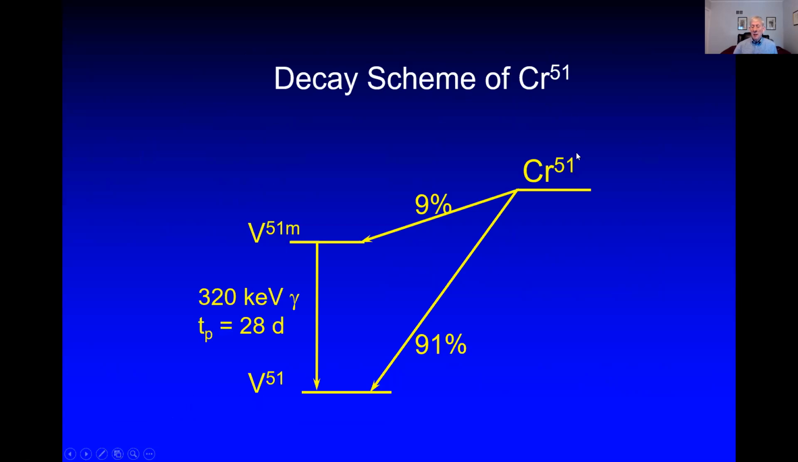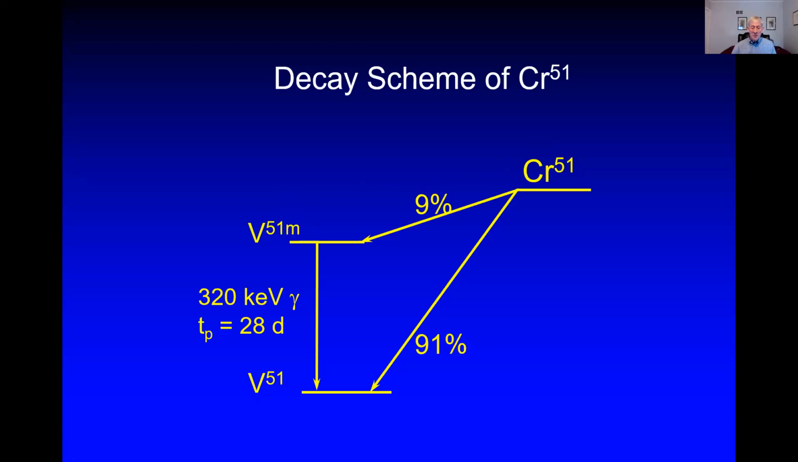So you see here that chromium-51 decays straight to the ground state of vanadium-51, 91% of the time. No gammas are given off, and you can tell that because associated with this line here, there are no vertical lines coming down that represent isomeric transition. But look what happens 9% of the time. Chromium decays to vanadium-51m. You all know by now that that is the metastable state. That's an excited state with a measurable half-life.